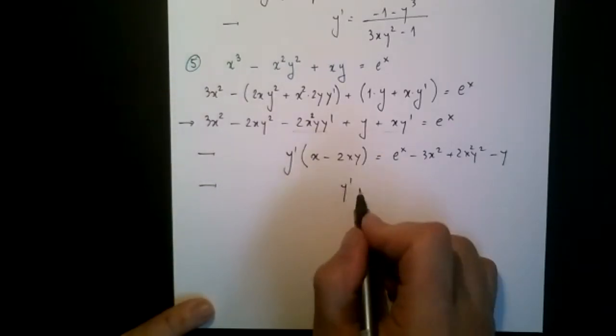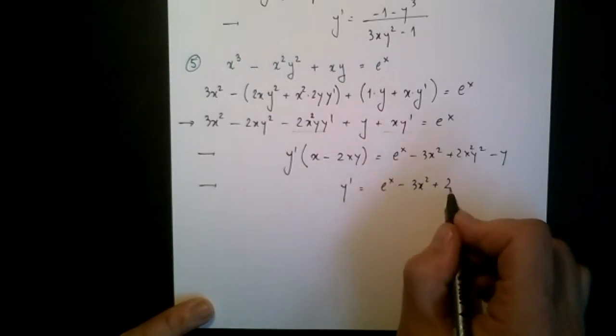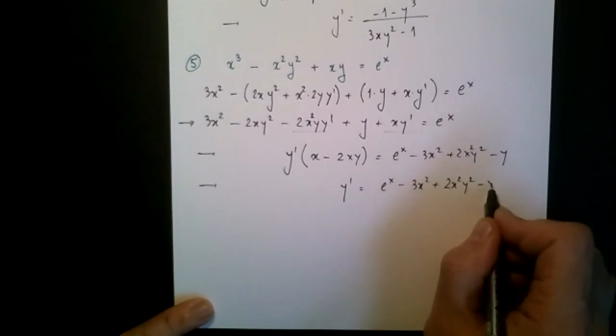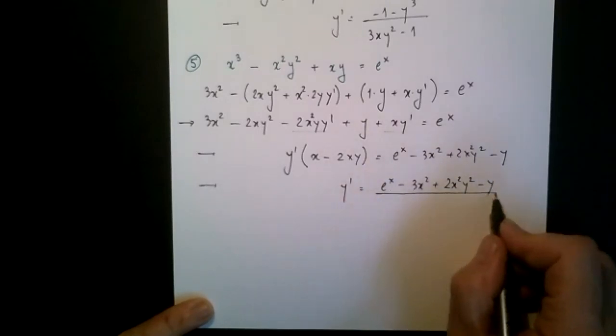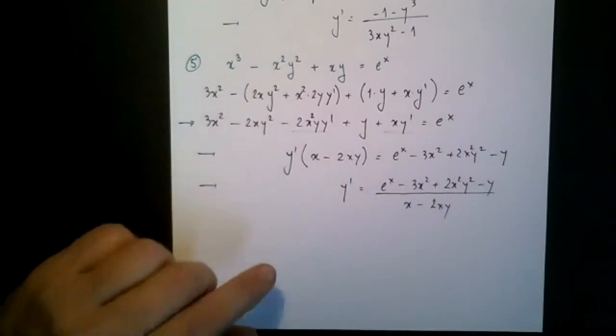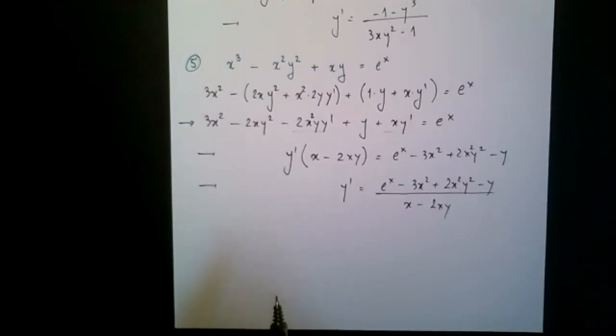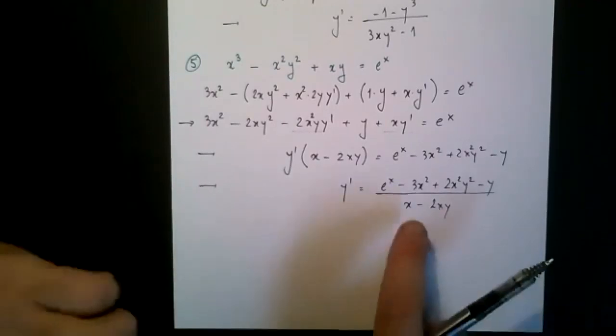Okay. And so y prime is e to the x minus 3x squared plus 2xy squared minus y, over x minus 2x squared. So you see how easy it is to make a mistake. I've been doing this for years and years and years, and still I forgot a little 2 here, right? It slips. So you have to be very careful and go very slowly. And that's it, that's my answer.